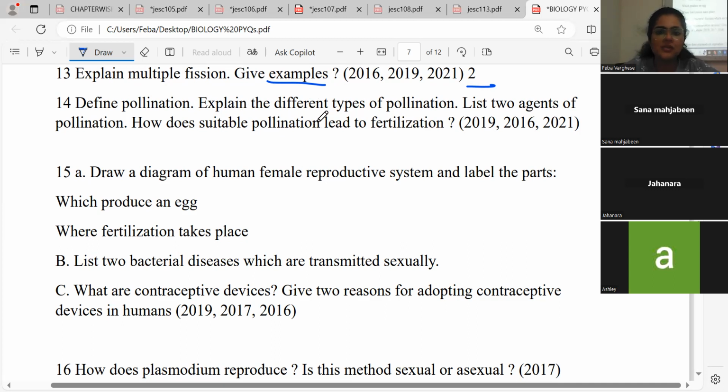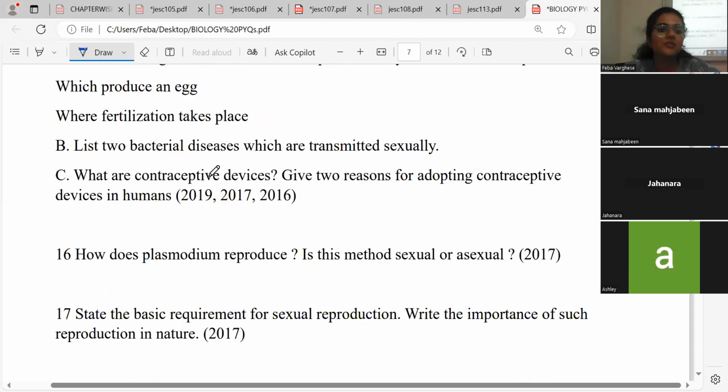Okay. Are any of the questions confusing? No. Everything is clear, right? Any 2 agents of pollination you can write, and then suitable pollination. How does it lead to fertilization? If it's a suitable pollination, the pollen tube begins to grow and it reaches into the ovary, transporting the male gamete into it, and that results in fertilization. Okay. Now 15th question.